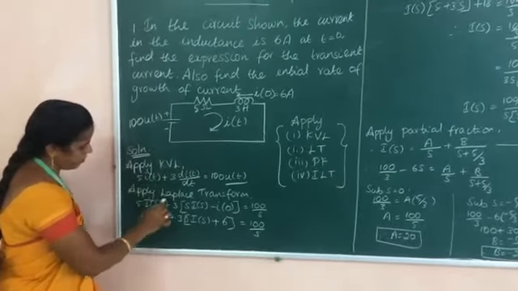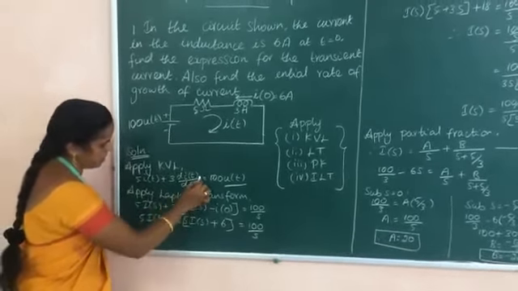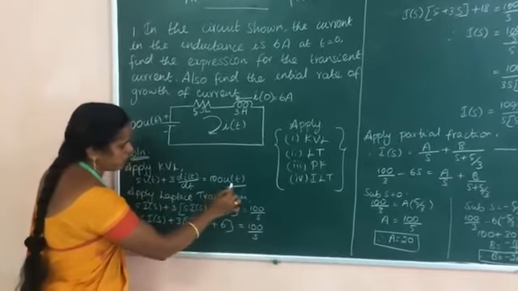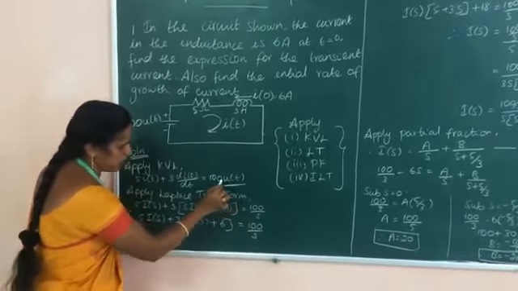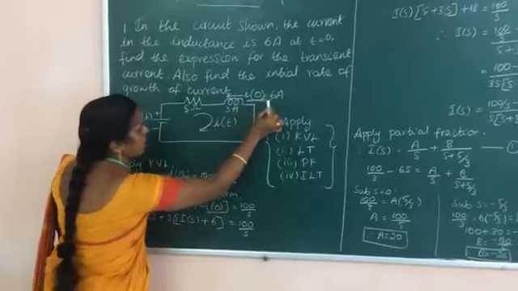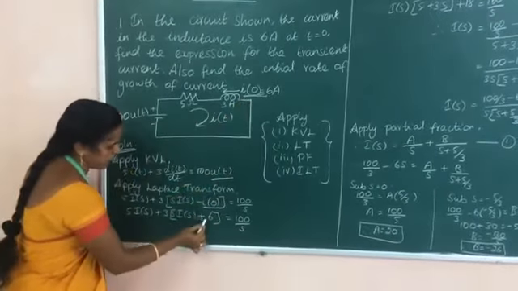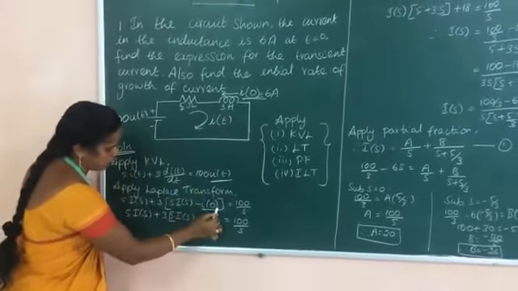So 5 into I of s plus 3 into, for this di by dt you will get s into I of s minus I of 0, that is equal to 100 into u of t, which is nothing but 100. For a constant value, the Laplace is 100 by s. We have to simplify this. So 5 into I of s plus 3 into s into I of s. If you substitute the value for I of 0 from the given problem, I of 0 is equal to 6 ampere. Since the direction is reversed, you will get minus 6. So minus of minus is plus 6. So we have to solve this.